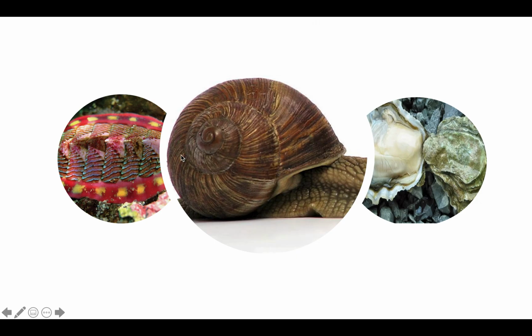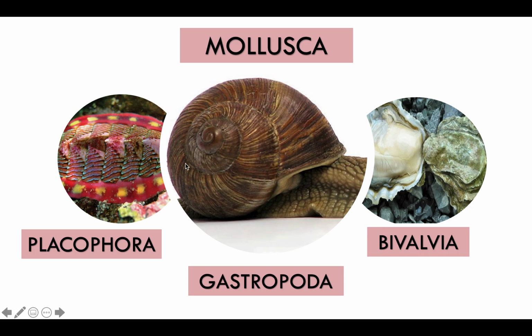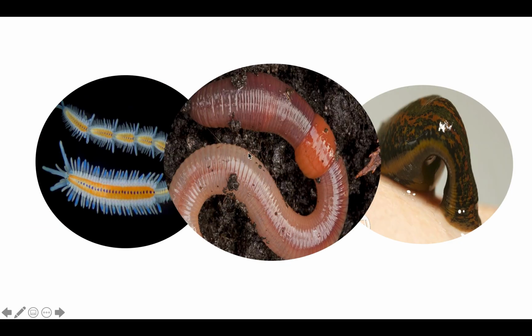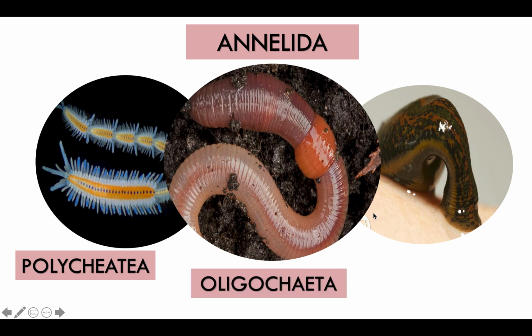What group do these three organisms belong to? So we have this gastropod in the middle, we have the Polyplacophora here, and we have an oyster here. This is Mollusca. So we have Polyplacophora, Gastropoda, and Bivalvia. Those are the three classes in the phylum Mollusca that you need to know, okay? What group is this? We have these three organisms. These are annelids, Annelida. So we have Polychaeta, polychaetes, Oligochaeta, the earthworms, and Hirudinea.